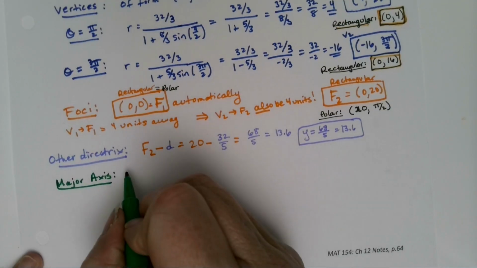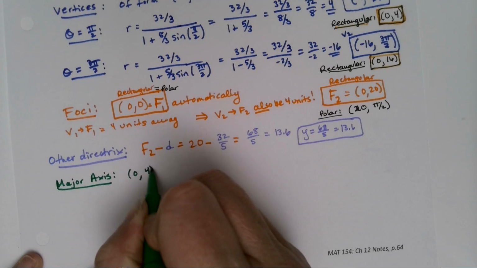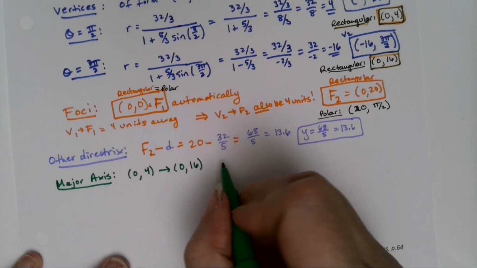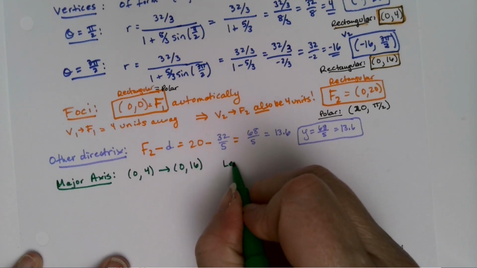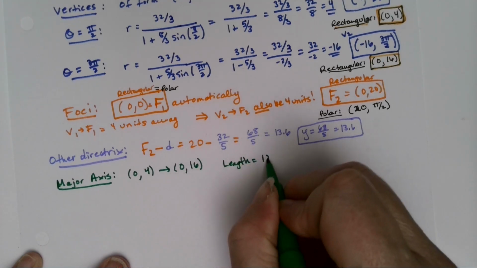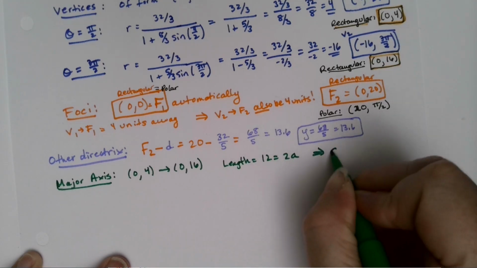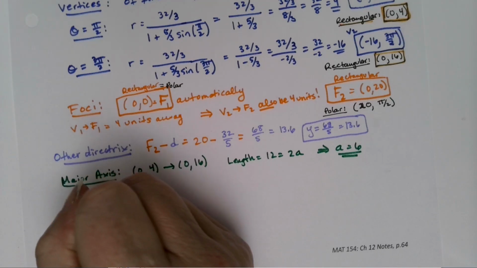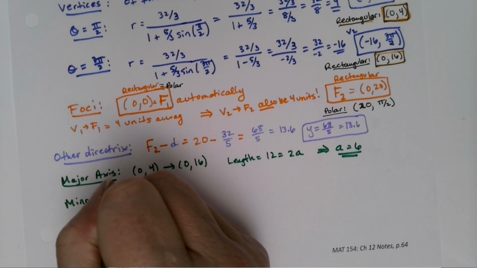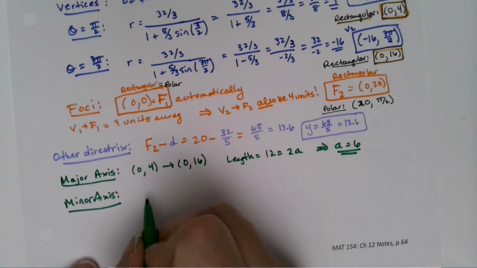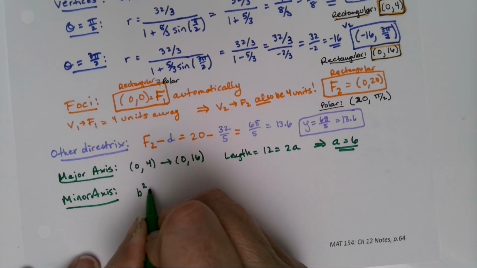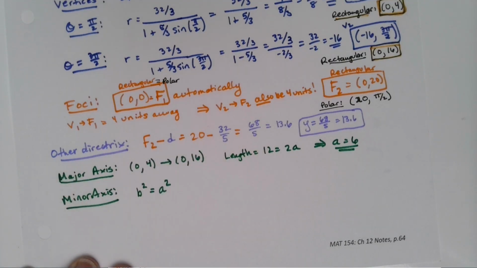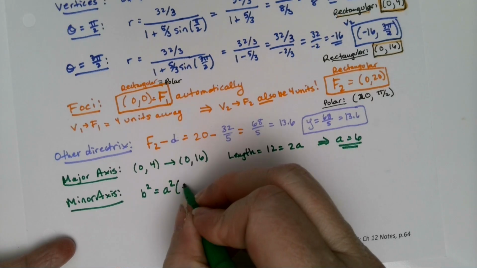So the major axis is from 0, 4 up to 0, 16. So that means that it's a length of 12. But that's also 2a, and that means that a is 6. Okay, now the minor axis: b squared equals a squared times e squared minus 1.